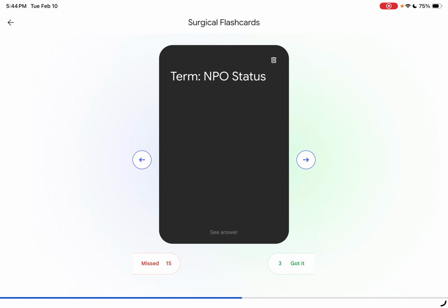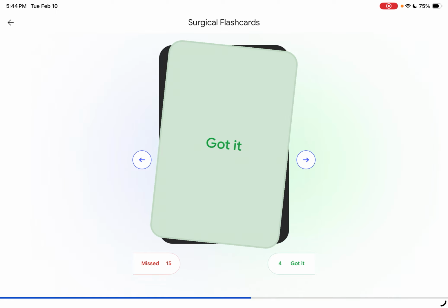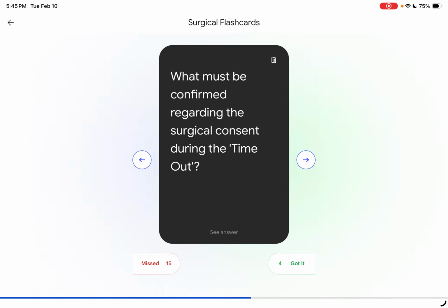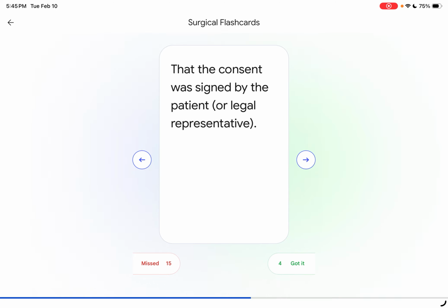Term NPO status is nil per os. Nothing by mouth. The time the patient last meal intake before surgery. What must be confirmed regarding the surgical consent during the time out? Patient's signature. The consent was signed by the patient or legal representative.